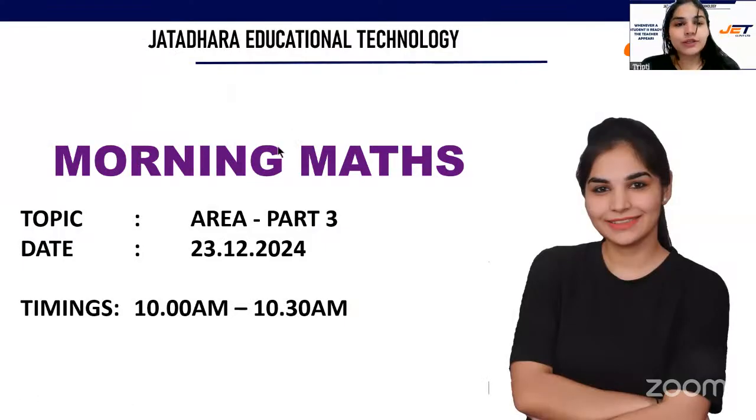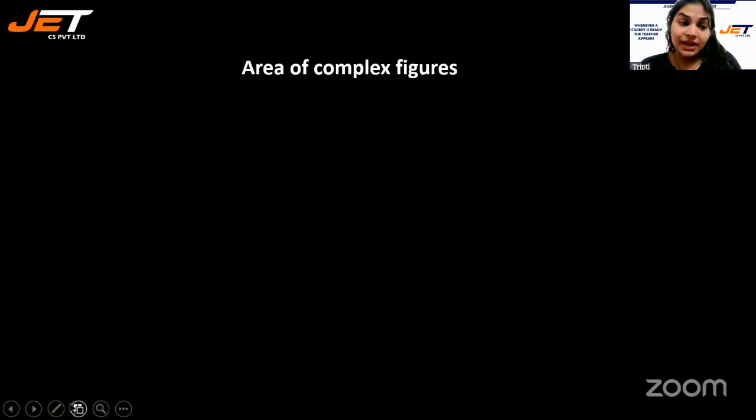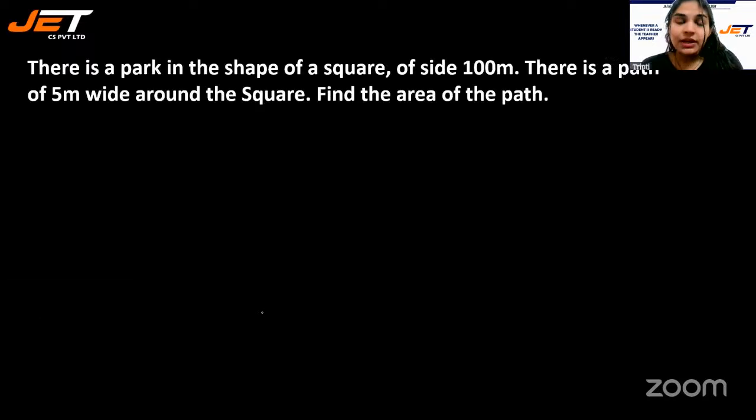Today, we are going to do some more questions on area. This is area part 3. Today, we will be finding the area of complex figures. There is a park in the shape of a square of side 100 meters. There is a path of 5 meters wide around the square. Find the area of the path.